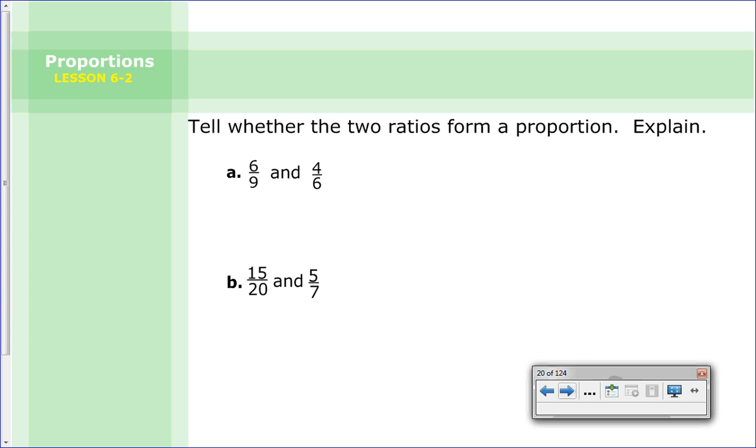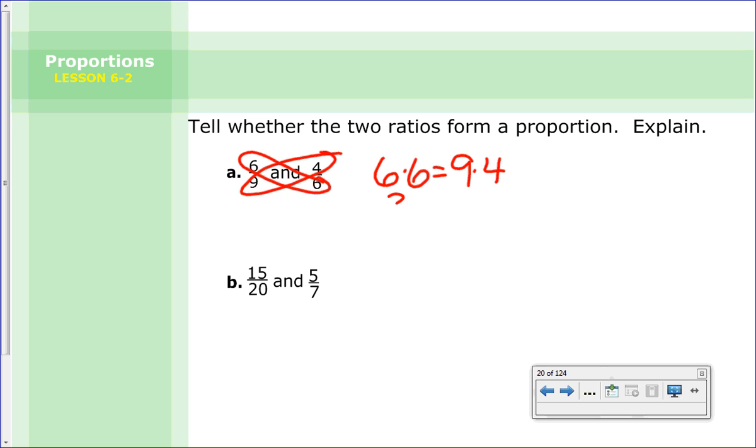All right, it's time to do A first. So I'm going to go ahead and do 6 times 6 and see if that's the same as 9 times 4. Now this one you could probably do in your head. 6 times 6 is 36, as is 9 times 4. So yes, they are the same.